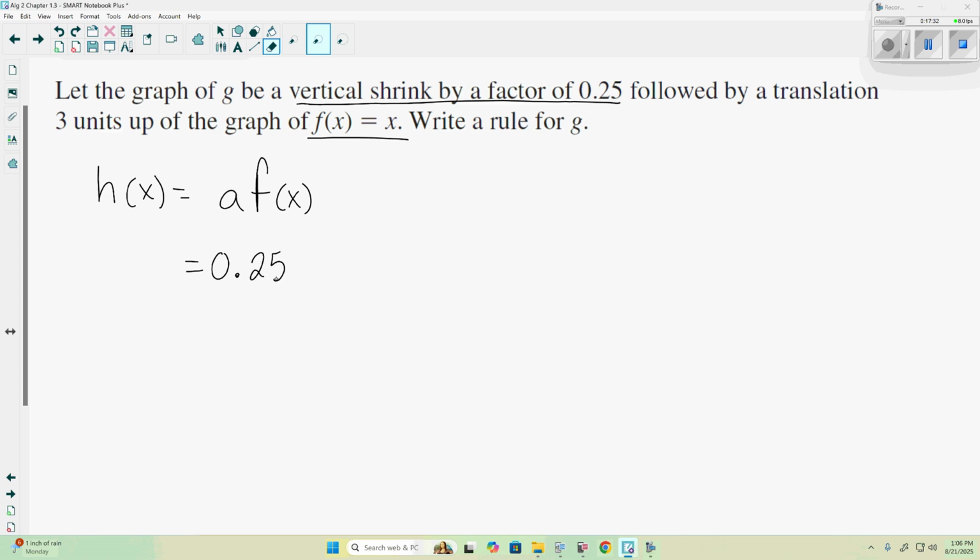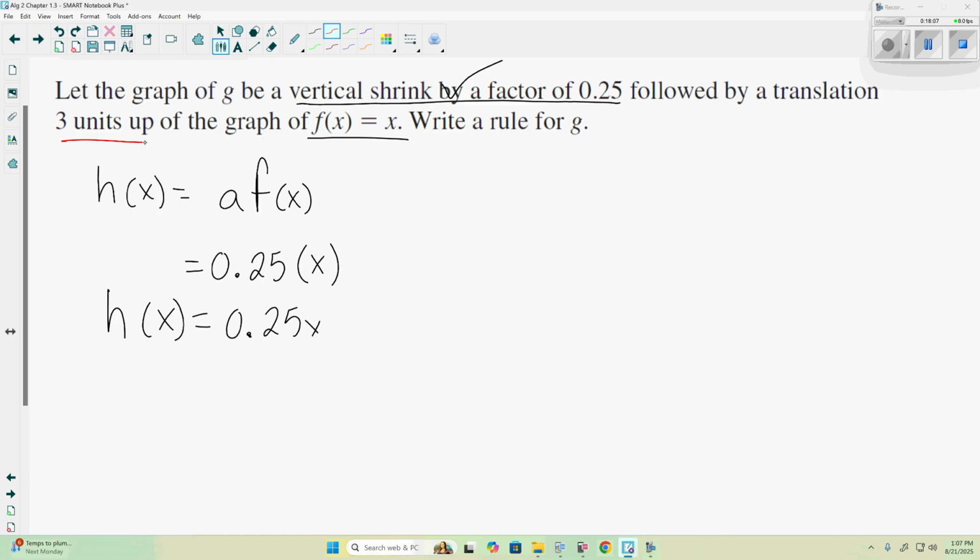So we'll fill it in. And I think we all feel comfortable also plugging in f of x. We're going to put both in, yes? Can we simplify that? Well, yeah, because we have what? 0.25 times x, which is 0.25x. Did we apply our vertical shrink? Yes. Okay. What's our next transformation? 3 units up, yes? We'll call this one g of x.